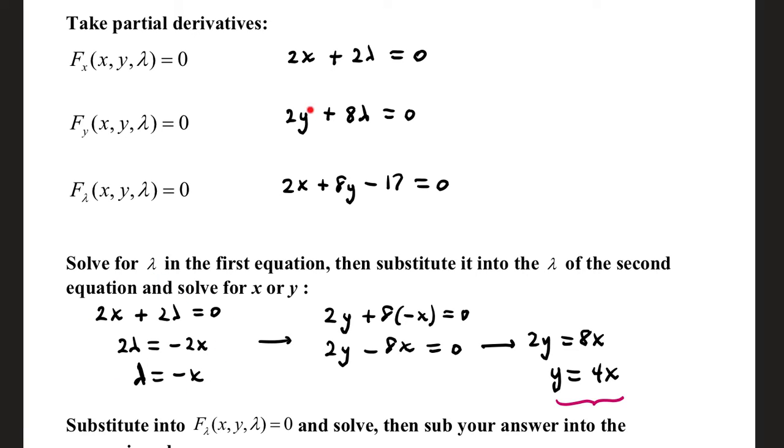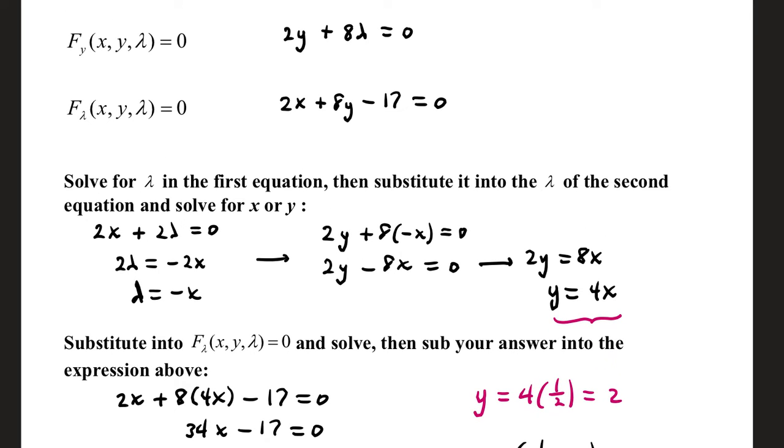Substituting that into the second partial derivative, we have 2y plus 8 lambda, but you trade your lambda out for a negative x. Simplify, that's 2y minus 8x equals 0. Pick either x or y, whichever one you think is easier to solve. I'm going to add 8 x's, divide by 2, and that gives me y equals 4x.